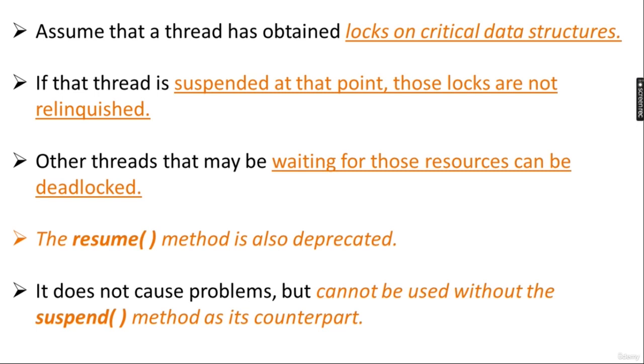We will see that. Assume that a thread has obtained locks on critical data structures. If that thread is suspended at that point, those locks are not relinquished. So suppose a thread has obtained a lock on a critical data structure, and if that thread is suspended in between, those locks cannot be released.